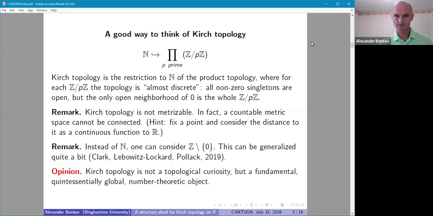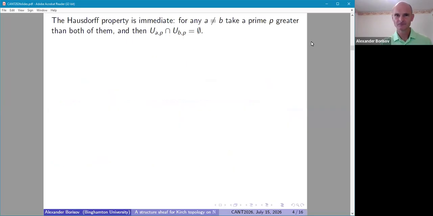Now, here's my opinion. Kirch topology is not a topological curiosity, but a fundamental, quintessentially global number theoretic object. I have about 20 minutes to convince you of that. If not, at least I hope that you'll figure out why I'm unconcerned with some advanced imitators taking over my mathematics.